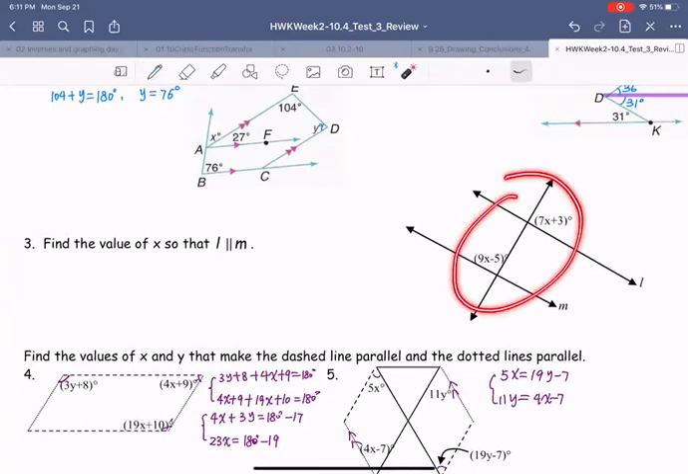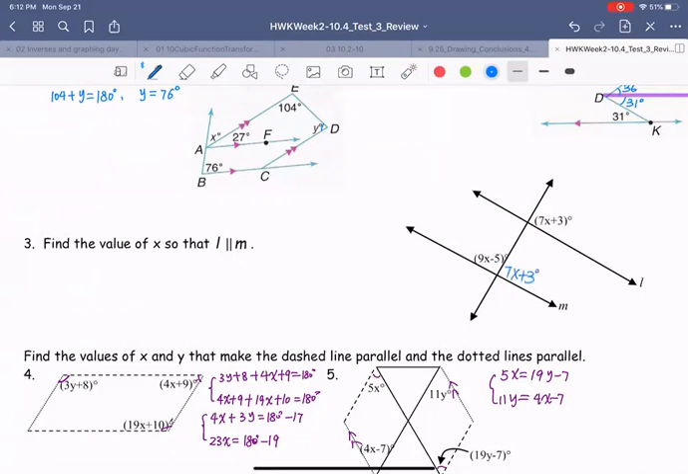Okay, now let's look at number 3. Find the value of x so that l is parallel to n. So 7x plus 3 equals 9x minus 5? Watch out. This is 7x plus 3. And this one is a corresponding angle, right? So you can write it down here. Now what's your new equation?